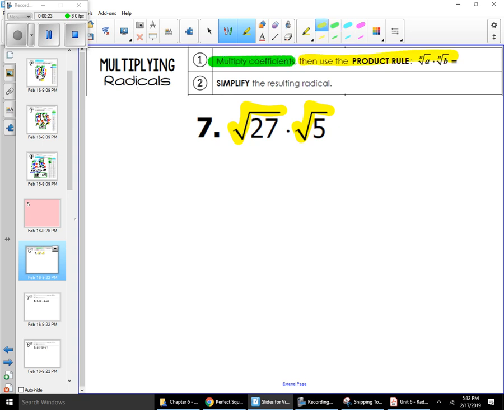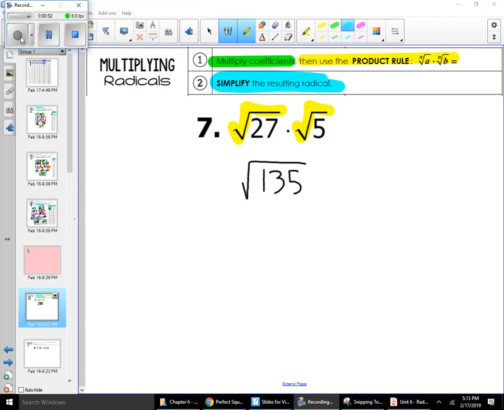But then the product rule is just the idea that we're multiplying the stuff under the radical, so the 27 and the 5. So let's go ahead and do that. 27 times 5 is 135. Not too bad yet. But then we come down to the simplify instruction. So square root of 135, that's all well and good, but we want to check and see if there's a perfect square factor in there somewhere.